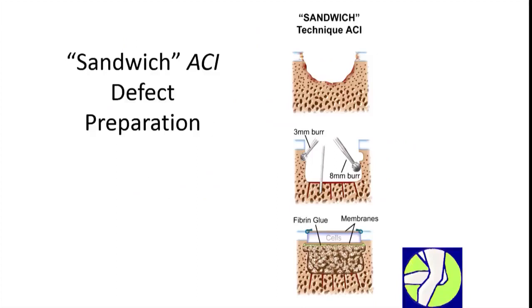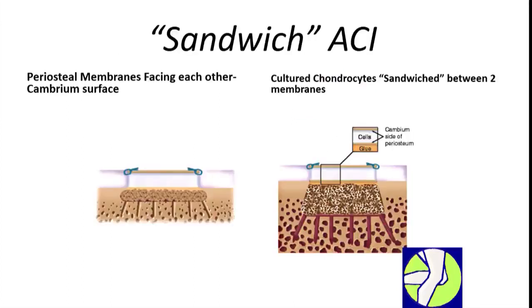So the technique of preparation for ACI, here's the cavitary defect. We use a high-speed burr, and then we get a smaller burr and undermine the cartilage. We fill it up with autologous bone graft, fibrin glue, seal one membrane, and I would tuck it underneath the cartilage, let the tourniquet down, make sure it's dry, suture the second membrane, and fill it up with cells. So that's our technique.